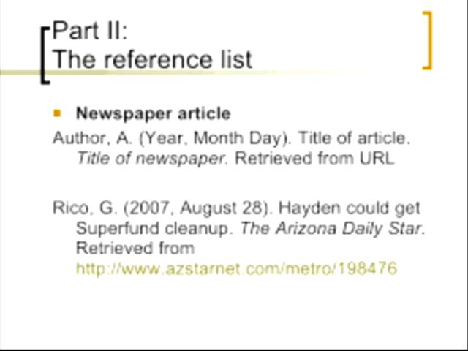Author, comma, space, initial, dot, space, year, comma, month, September, just for example, space, and the 30th day. Close the parenthesis, dot, title of the article and title of the newspaper, then retrieved from URL. What is the URL? We will write it right there. Now we will not italicize the title of the article; we will italicize the title of the newspaper.